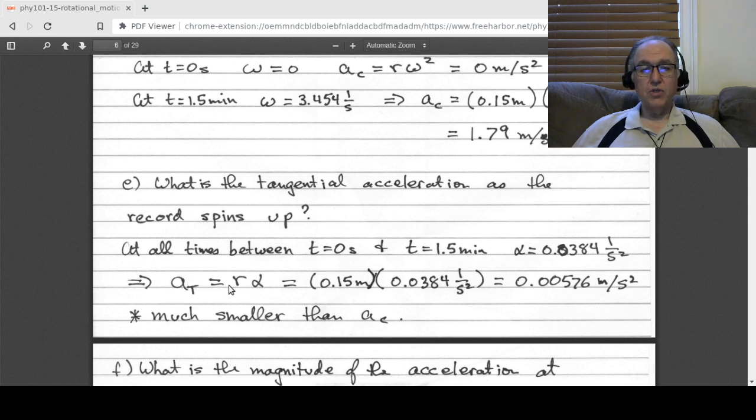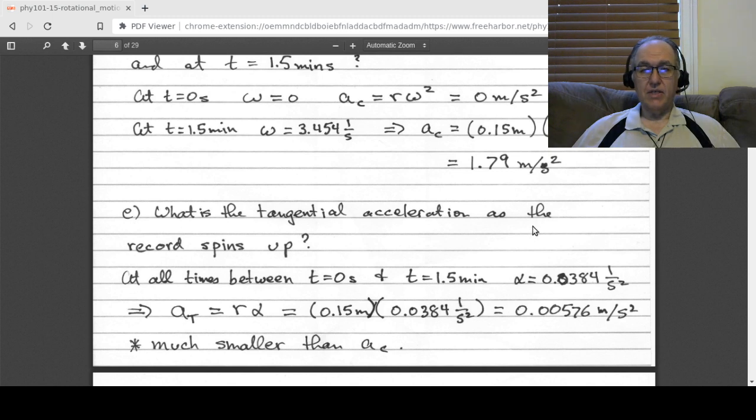Okay, so just substituting in the numbers that we found above, the radius is 0.15 meters. Alpha we found to be 0.0384 per second squared, and that gives us a tangential acceleration of 0.00576 meters per second squared. That's quite a difference, and that's typical of these kinds of problems. Notice the centripetal acceleration is much, much bigger than the tangential acceleration.